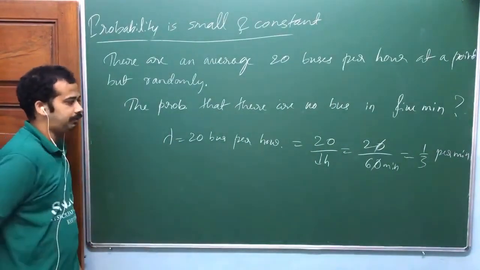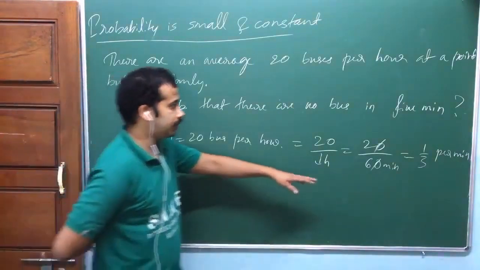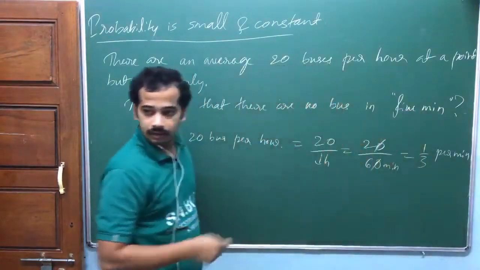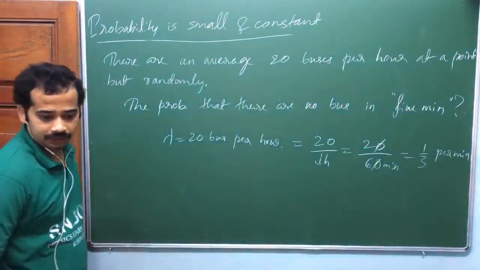This we call as a rate parameter. Okay. Why I'm converting per minute? Because he asked 5 minute. Again, he asked time interval in terms of minute actually. Is that okay? That's why I have to do that.